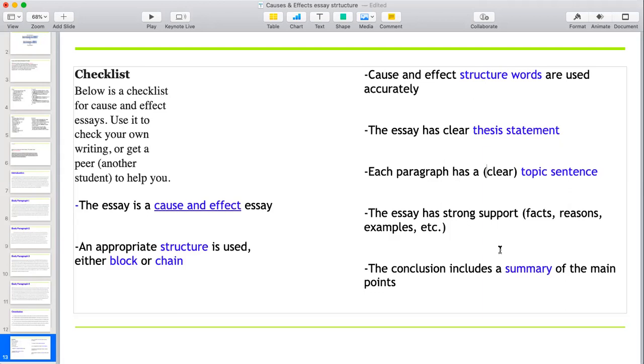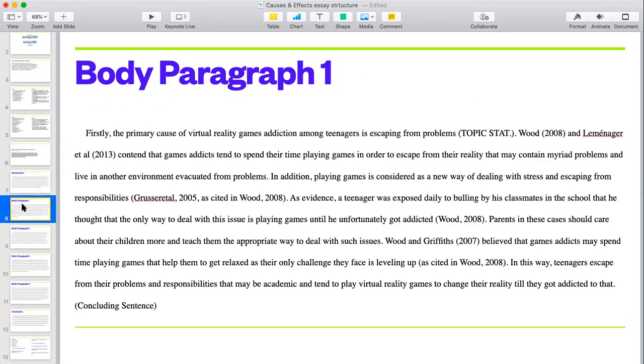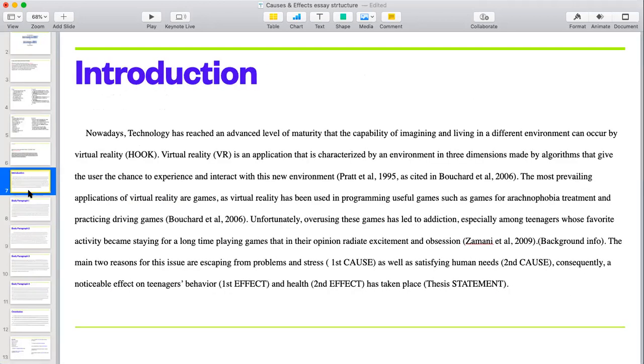It includes a summary of the main points. No. She tried, but she didn't succeed, right? Yes. Right. Before I move on to anything else, does anyone have any questions related to this PowerPoint or this essay? Please don't stay silent and ask me the questions if you have them.